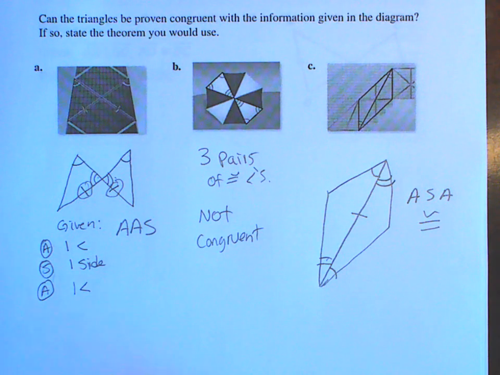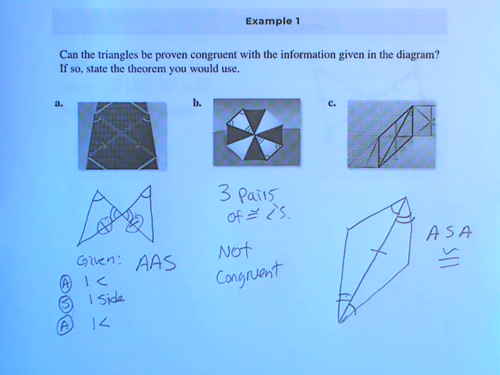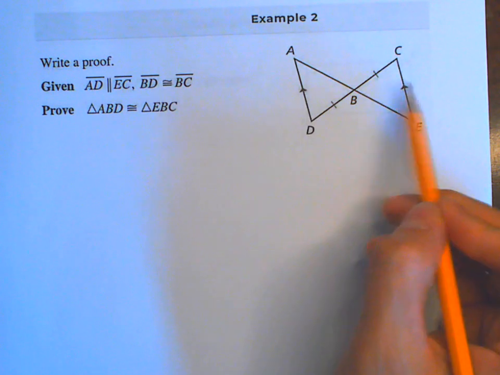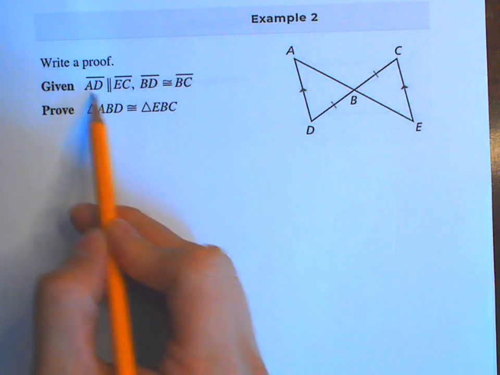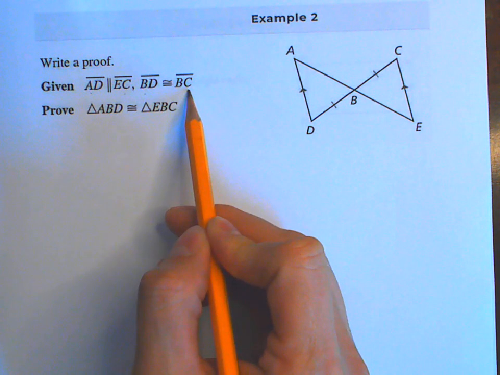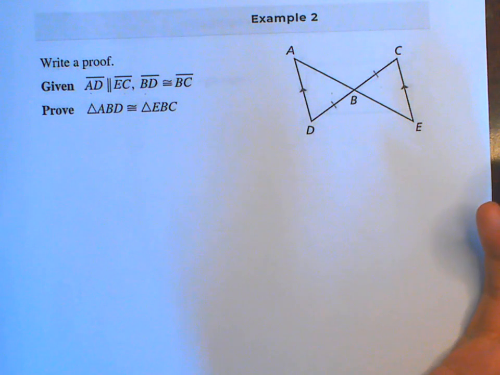Okay, so that is example number 1. Let's look at the next one. The next one is a proof. All right, what you have here is this side and this side, they're parallel. AD and EC are parallel. BD and BC are also congruent, and that's all they give you. And they want you to show that these two triangles are congruent. And guys, there's more than one way of doing this.